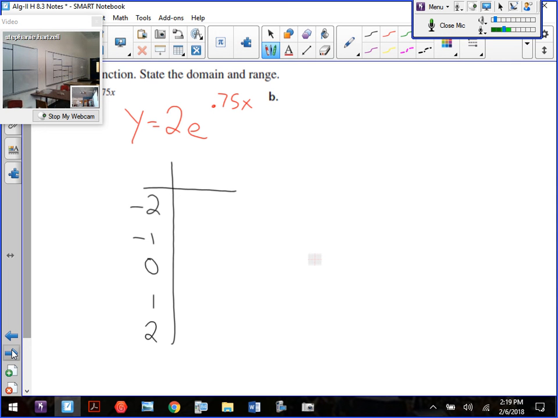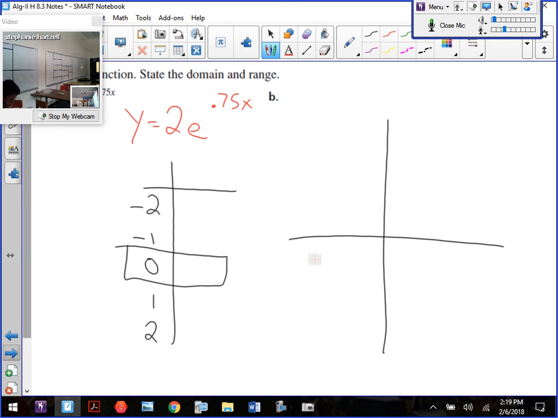So what I do here is I'm just going to be using that. So a lot of times when we graph e ones, we just look at this. When x is equal to 0, what's e to the 0? 1. So when x is 0, what's y? 2.